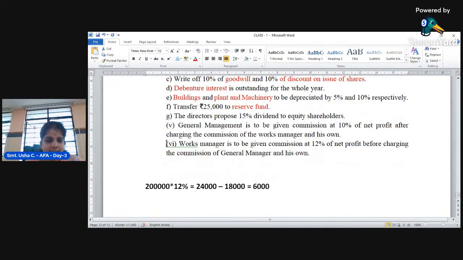Okay, next item is general management is to be given commission at 10% of net profit after charging such commission of the works manager and his own. Look at here, yesterday some of you were asking about managerial remuneration, right? So how to calculate the managerial remuneration, since the solved problem is not there.